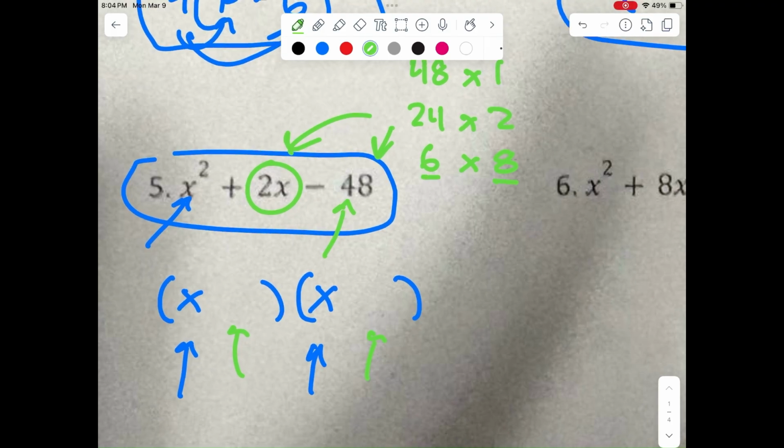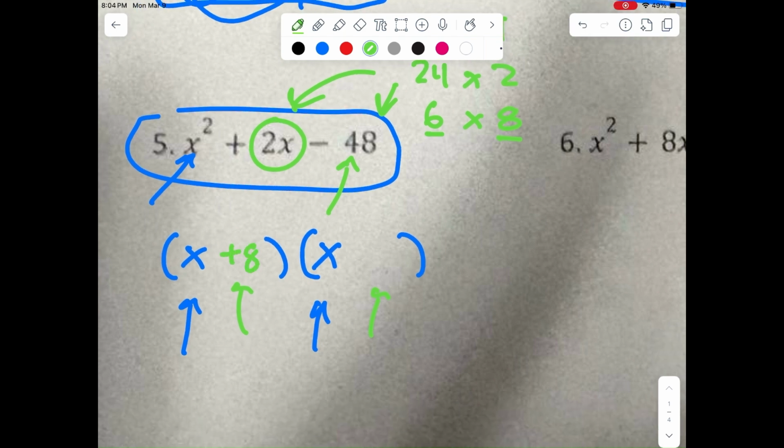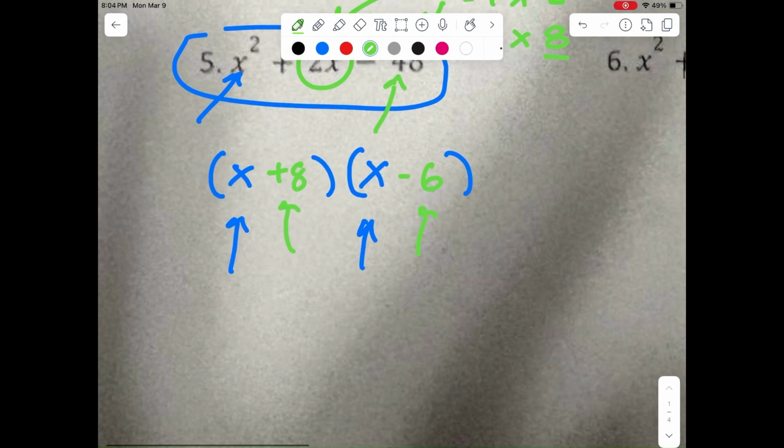Now, the signs also do matter because if you added 6 and 8 and had both be positive, then we would get 14, and that's not what we want. So in this scenario, we're going to want plus 8 and minus 6. So now this would be our factored form.